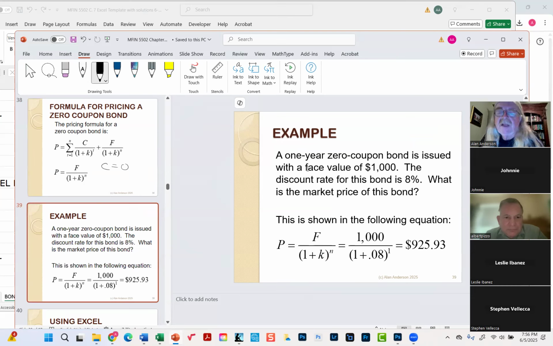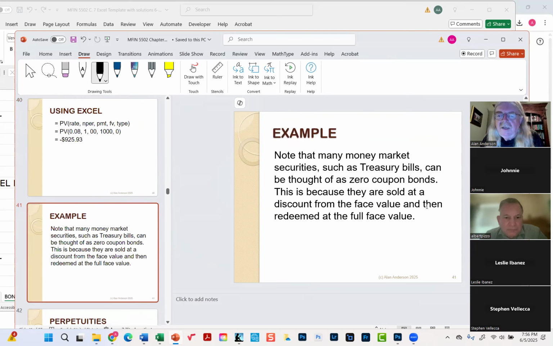Okay, so for example, if you had a $1,000 face value zero with an 8% yield, that means today you would expect to pay 925.93 for it. Wow. And so these are typically short term, except for the strips market, which we discussed earlier.